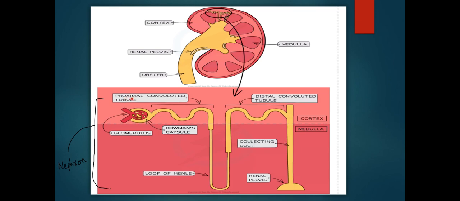Remember that the proximal and the distal convoluted tubule are inside the cortex, and so are the glomerulus and the Bowman's capsule. They're all inside the cortex. Whereas the loop of Henle, renal pelvis, and the collecting duct are inside the medulla.